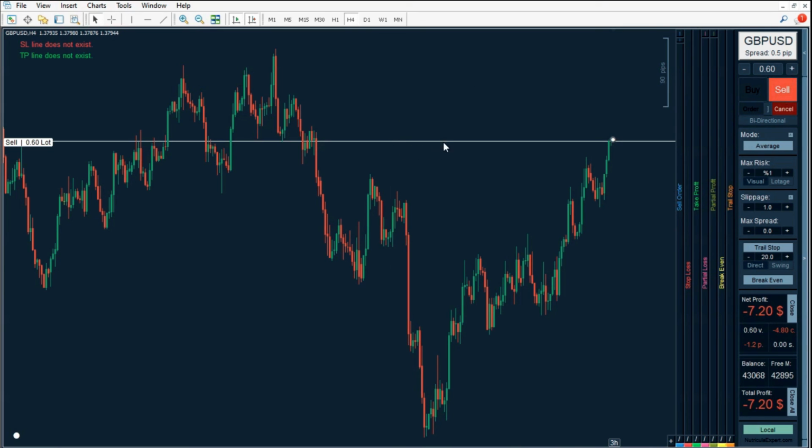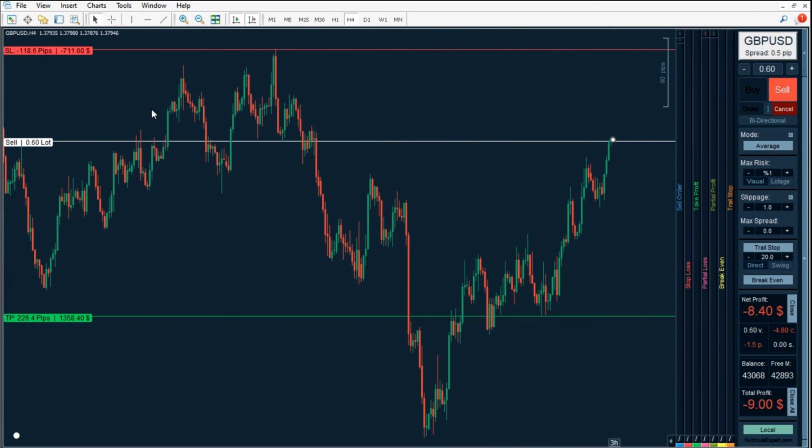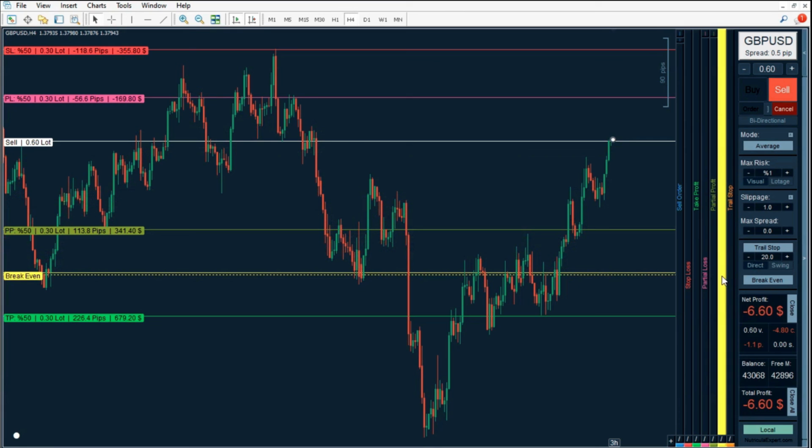The white line is the entry line of the position and the position volume is written on the line. As we can see, at the top of the chart, there are two warnings saying that the stop loss and take profit are not placed. If we place the stop loss at this price and take profit at this price, these two warnings will be gone. From partial loss, partial profit, break-even, and trail stop lines, we place whichever we want, and from here on, we leave everything to the computer.